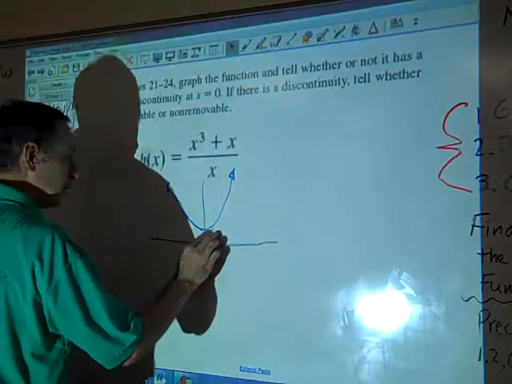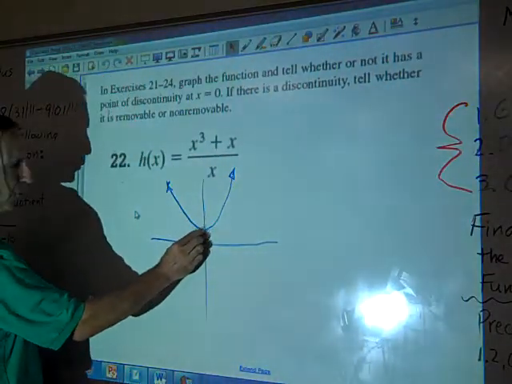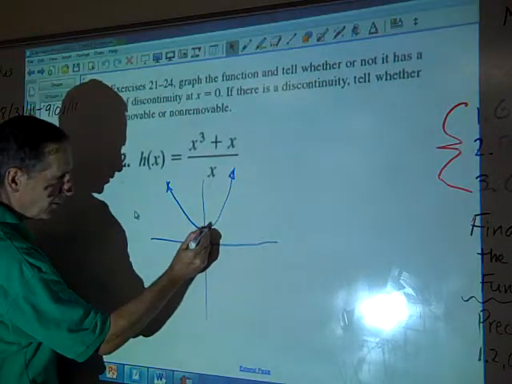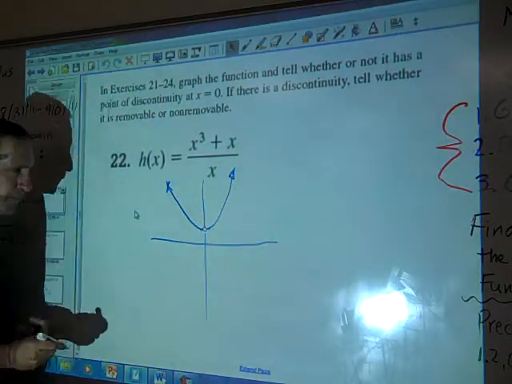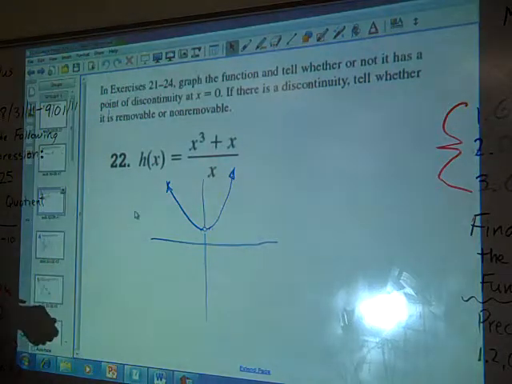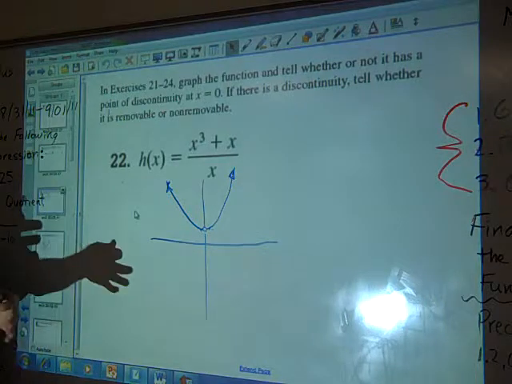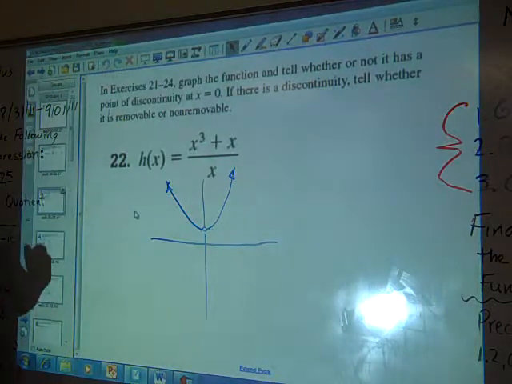So, to graph it here accurately, what would we have to do? Make a zero, I mean, a circle. We'd have to make a little dot here, right? Open circle. I appreciate you holding me to specifics.